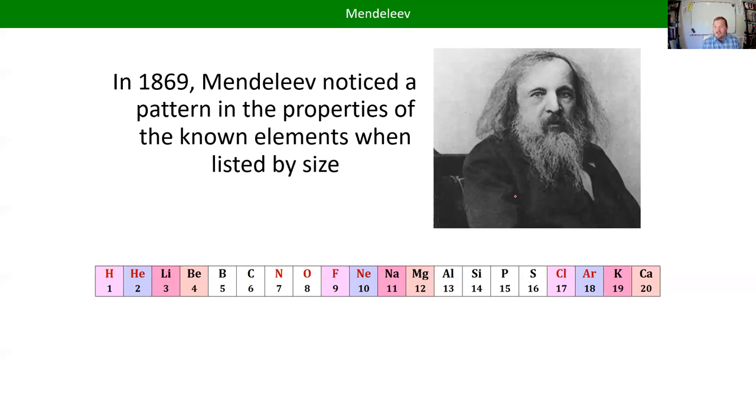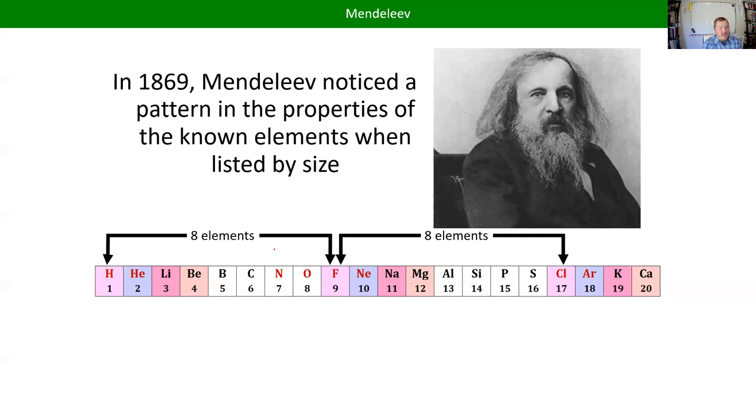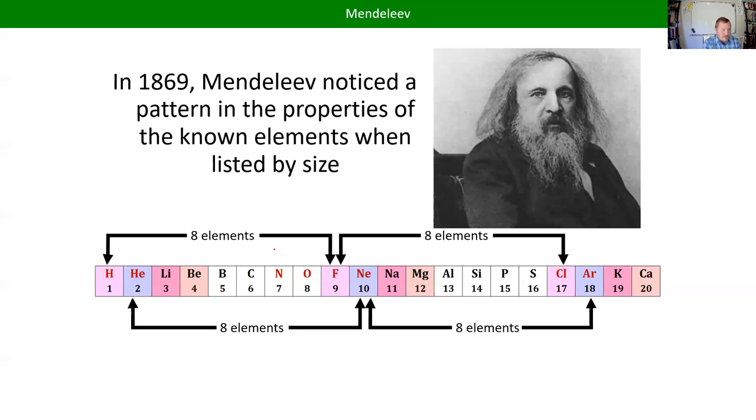He was very notorious for torpedoing other people's careers and squashing his colleagues at the same university and at other universities. But he was undeniably brilliant. And his number one contribution to science was that he realized that if you list elements by their size, according to what the atomic mass number was for these different elements, certain patterns showed up. So for instance, he noticed every 8 elements, you wound up with elements that had very similar properties. Hydrogen has similar properties to fluorine, which has similar properties to chlorine, and so on. And then helium is similar to neon, which is similar to argon.